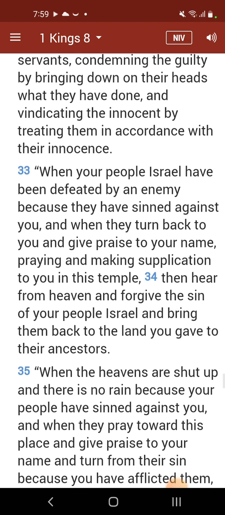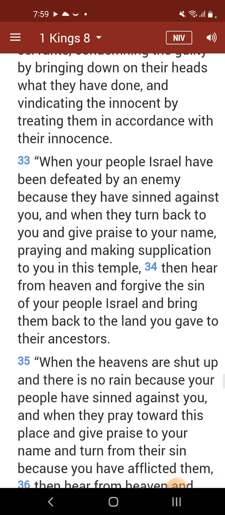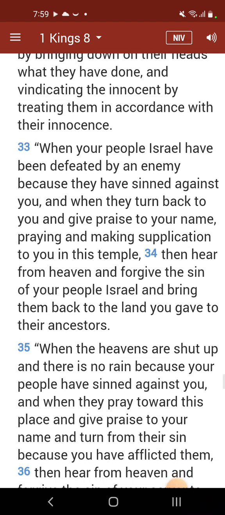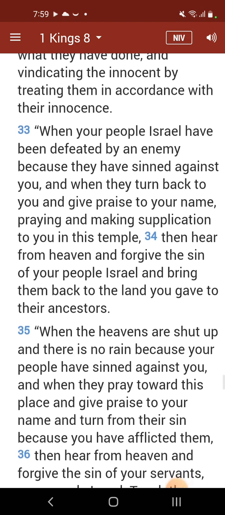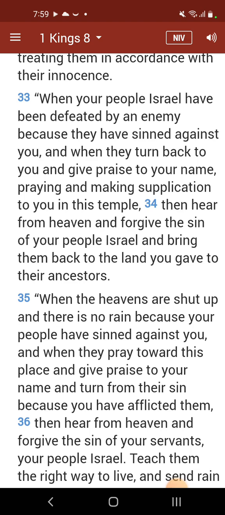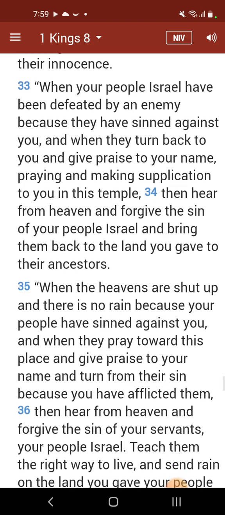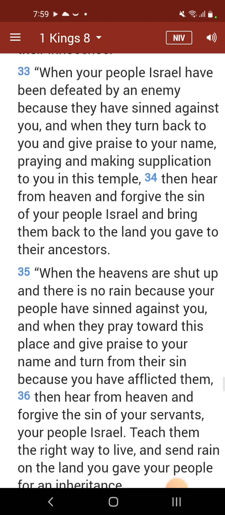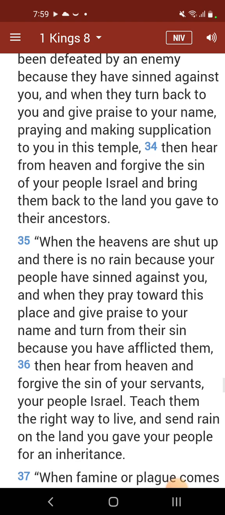When your people Israel have been defeated by an enemy because they have sinned against you, and when they turn back to you and give praise to your name, praying and making supplication to you in this temple, then hear from heaven and forgive the sin of your people Israel, and bring them back to the land you gave to their ancestors.